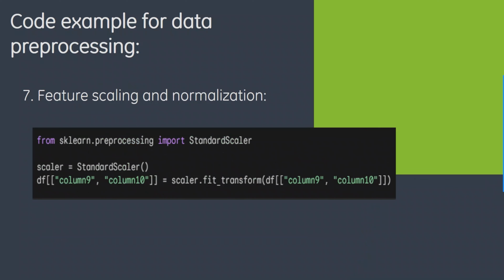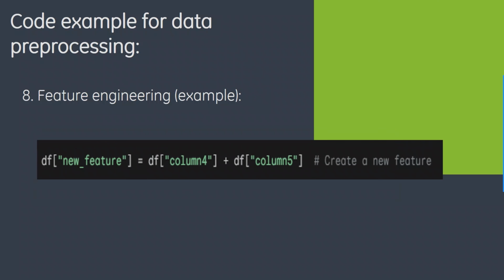7th one is feature scaling and normalization. So scaler is equal to, we are calling a function called StandardScaler, and for columns 9 and 10 we are fitting the transformer, so it is standardized for columns 9 and 10. 8th one is feature engineering. So you can see df['new_feature'] = column 4 + column 5. Here a new feature is added by adding two columns together into one column.